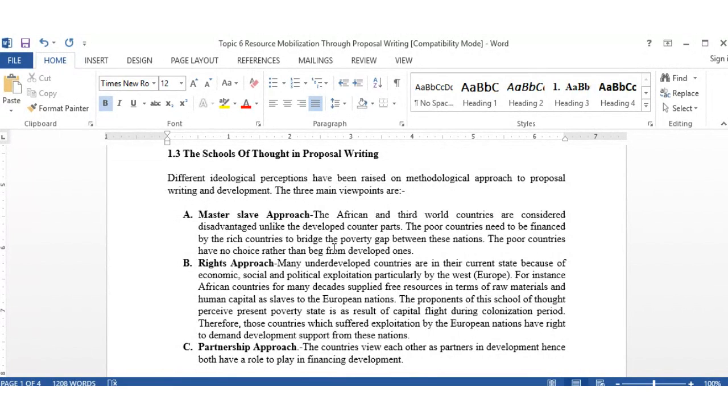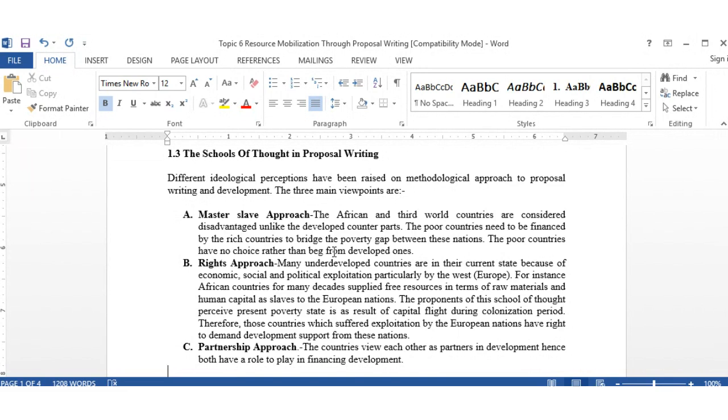The master slave approach is where undeveloped countries like ours apply for funding from developed countries, and it was always considered as a disadvantage, like you're borrowing money. Like, the poor countries have no choice rather than to beg money from developed ones.